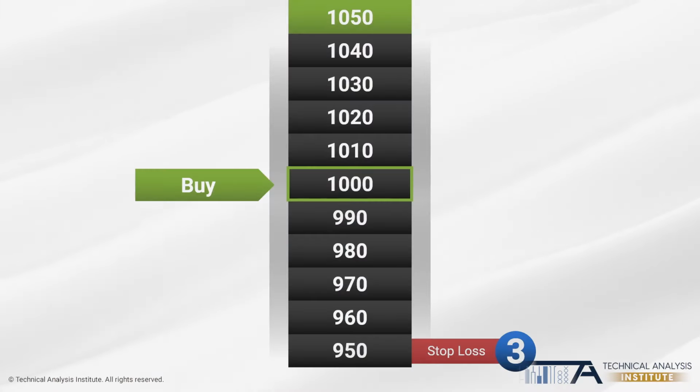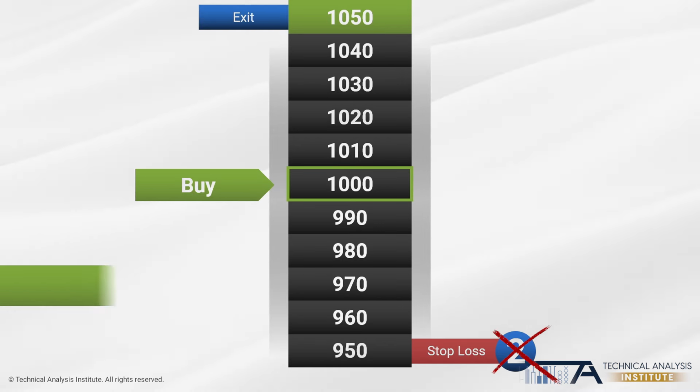So here are the 3 things, the 3 action steps you do once the market has rewarded you with the exact same number you risked. First, exit one contract, locking in a 50-point profit. Second, move your stop loss to a break-even point, in this case 1,000, on the second contract. And third, leave the protective stop at 950 on the third contract.